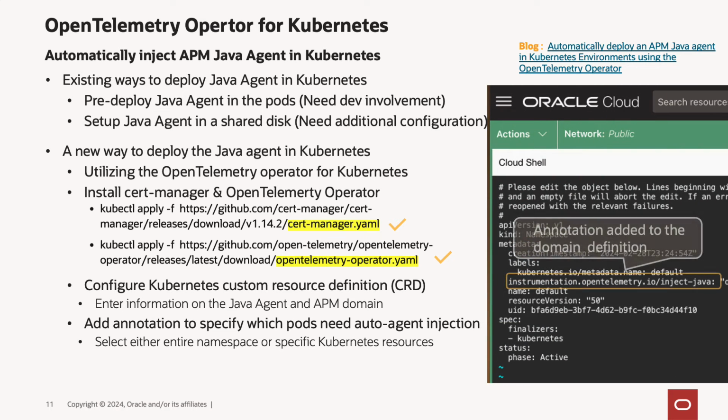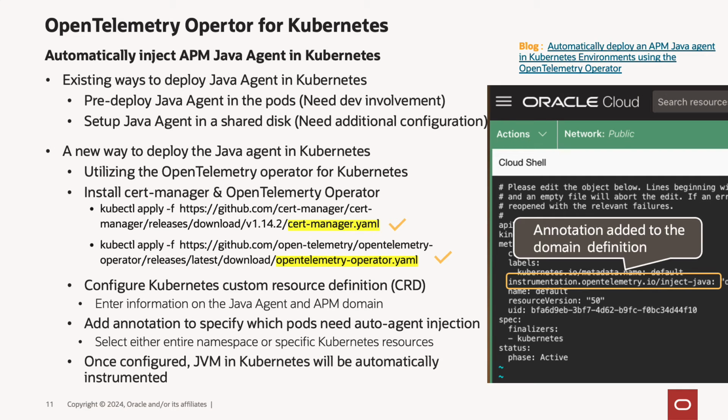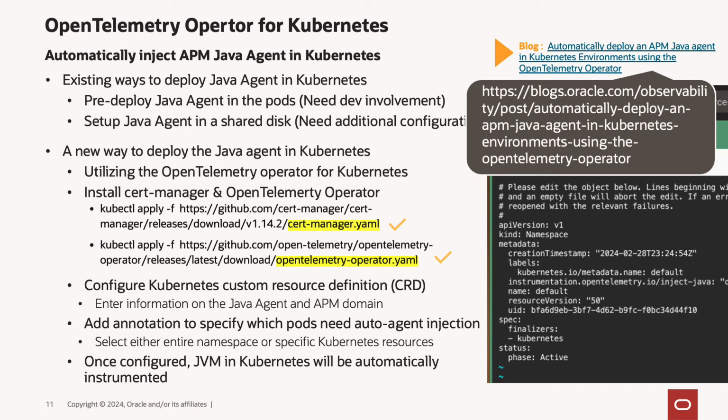The third step is to add an annotation to the namespace to tell the cluster for which pods the APM Java agent should be automatically injected. The annotation can be added to an entire namespace or specific resources such as pods or stateful sets. Here in this example, an annotation was added to a namespace. Once these steps are completed, a Java application that runs on all pods within the namespace will be automatically instrumented. And please refer to the blog with the link shown on the screen for more details.